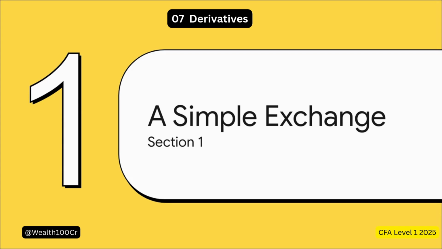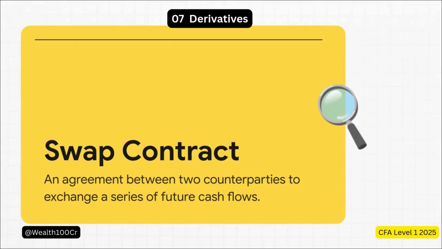So, what is this swap thing? What does it even mean? At its heart, it's nothing more than a simple exchange agreement. Okay, look here. A swap is just an agreement. It's a promise, you see. A promise between two people that they will exchange some payments in the future. Now, you see this term cash flows? Don't get scared. It's just a fancy finance word for payments. That's all.